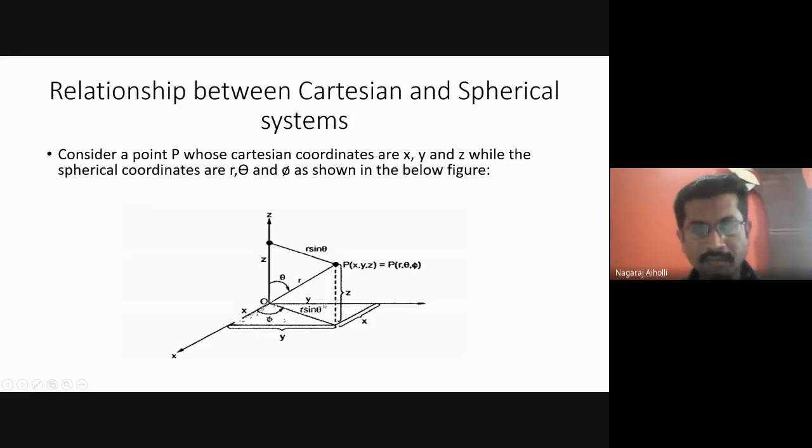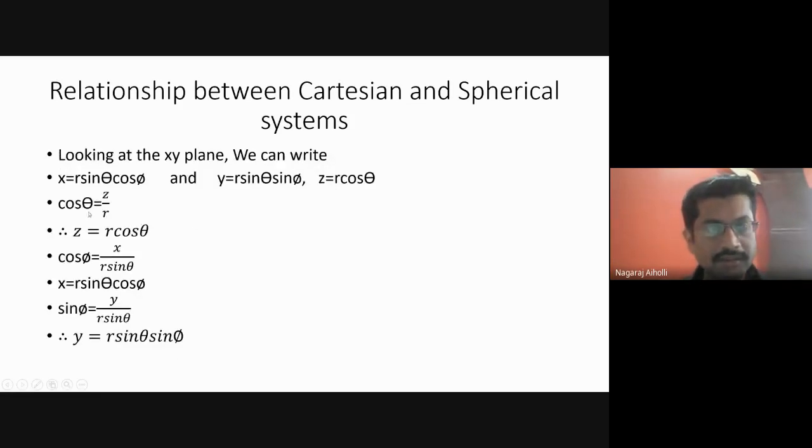Now next we have to find what is sine theta, what is cos theta. If I consider cos theta, how much will cos theta be here? This is our adjacent side, and this is our hypotenuse. Here it is forming a right angle triangle. Adjacent side is z, hypotenuse is r. Therefore cos theta is equal to z by r, or z is equal to r cos theta.